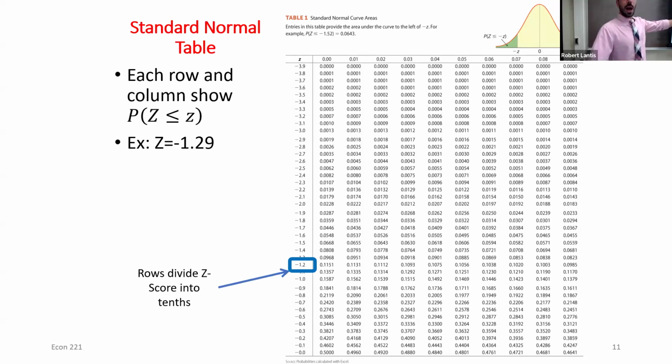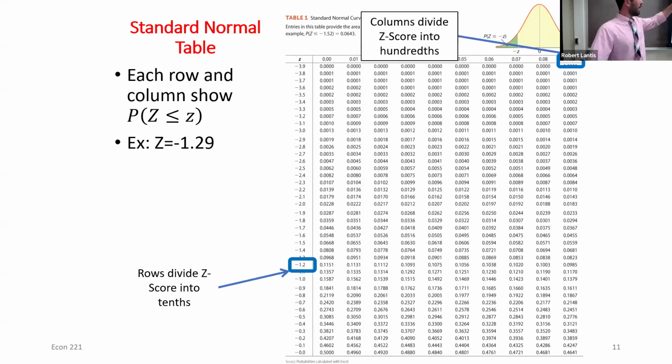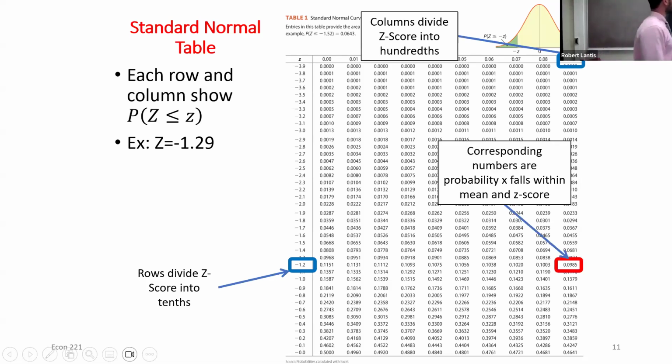Then negative 1.29, I go all the way over to that last column because it's got that second decimal as 0.09. Where those two meet, this is going to be the probability that I see negative 1.29 or anything to the left of it. Okay. So I could also look up 0.